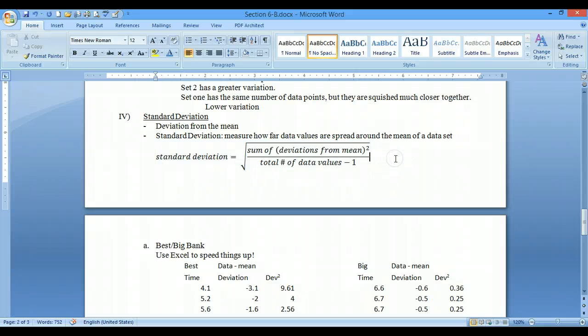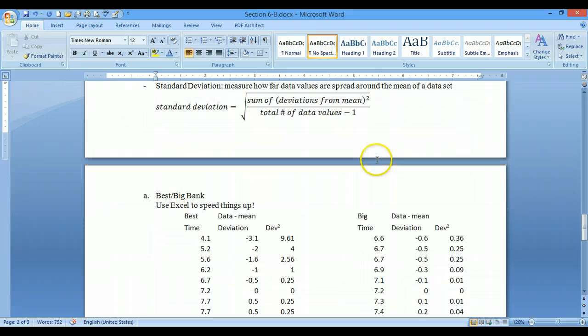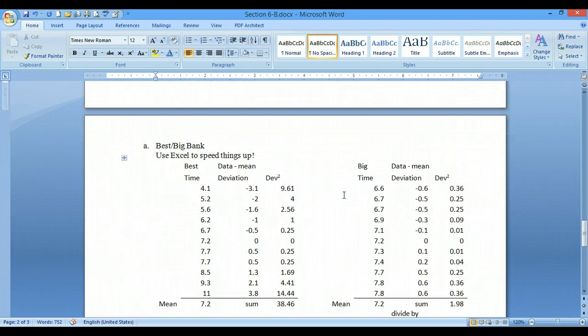Here's our formula. Standard deviation equals the square root of the sum of deviations from the mean squared, meaning that it's subtracting the data point from the mean value, and then it's squaring it and dividing it by the total number of data values, subtract 1. So we're going to show you how to do it by hand quickly and then use Microsoft Excel.